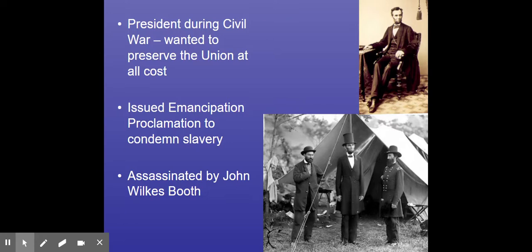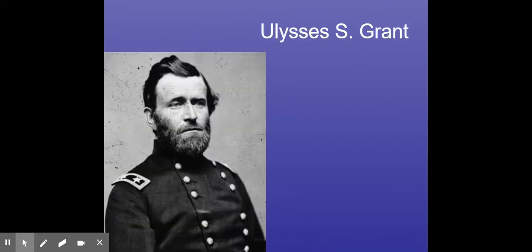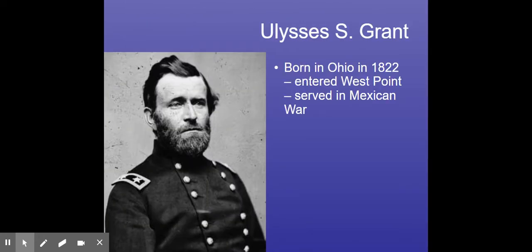Lincoln's number one general is a man by the name of Ulysses S. Grant. Okay? Ulysses S. Grant is from Ohio. He was born in 1822. He enters West Point, which is the United States Military Academy, the Army. Okay, had an abysmal record at West Point.